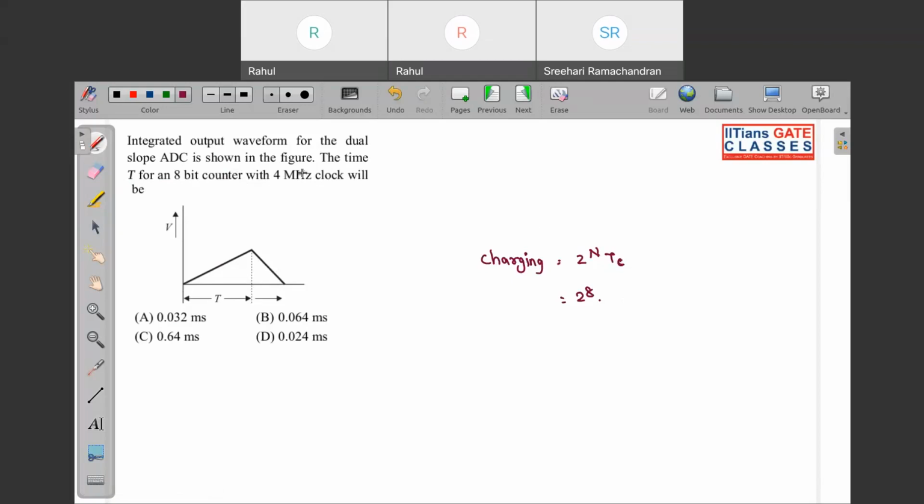Tc is given, meaning the frequency of the clock is given, so the time period of the clock will be 1 over 4 into 10 to the power 6. So this is going to be 64 microsecond, or since it is given in milliseconds, 0.064 millisecond. So option B will be the correct answer for this question.